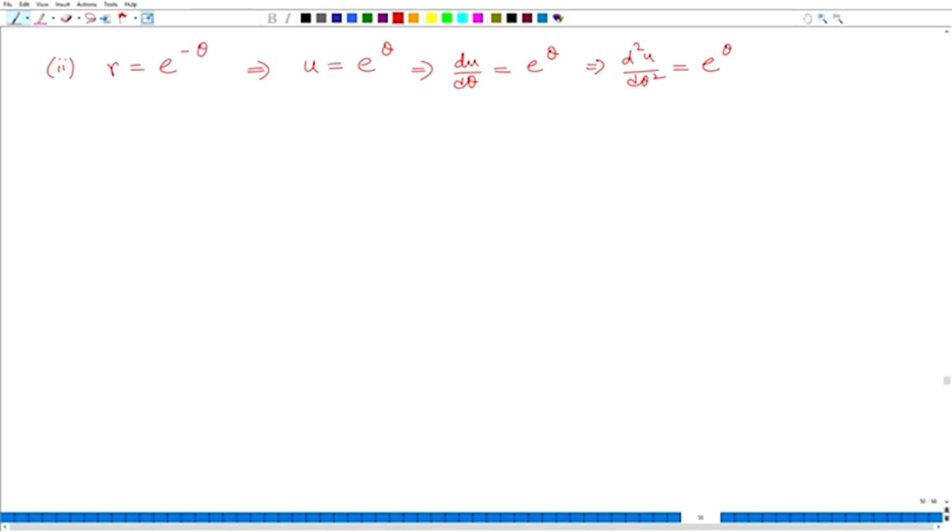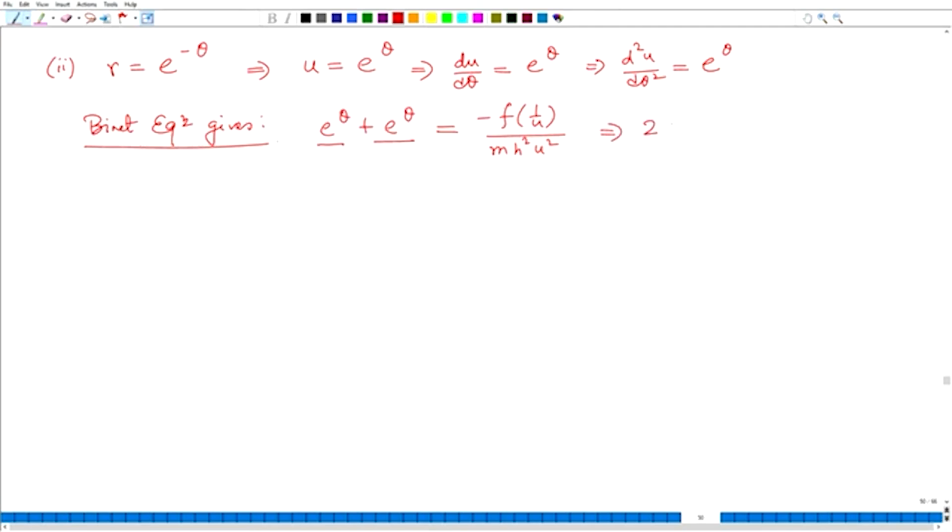So, if this is the case, Binet equation gives e to the power theta plus e to the power theta is equal to minus f of 1 over u, divided by m h square u square. Now, what are these e to the power thetas? If I write 2 e to the power theta, what is e to the power theta? This is u itself. So I write it like this: minus f of 1 by u over m h square u square.